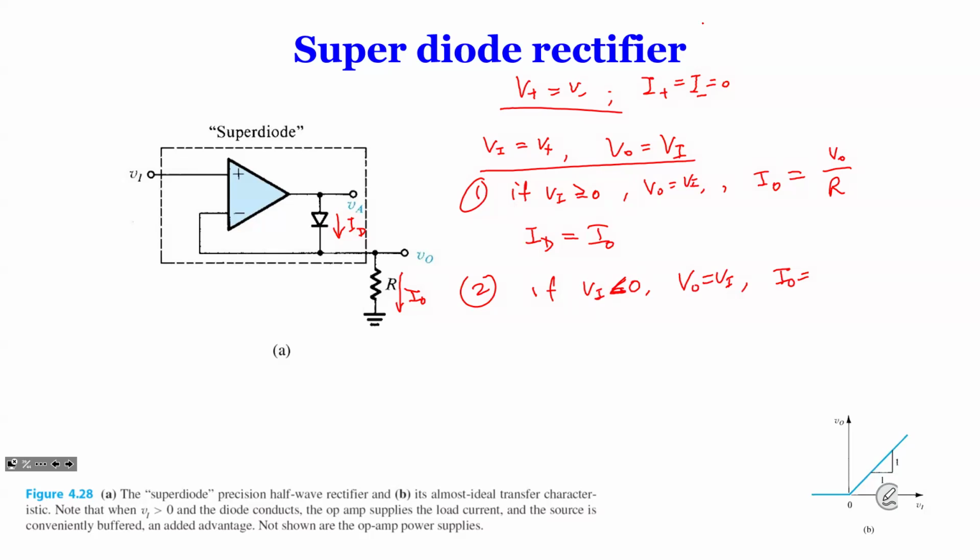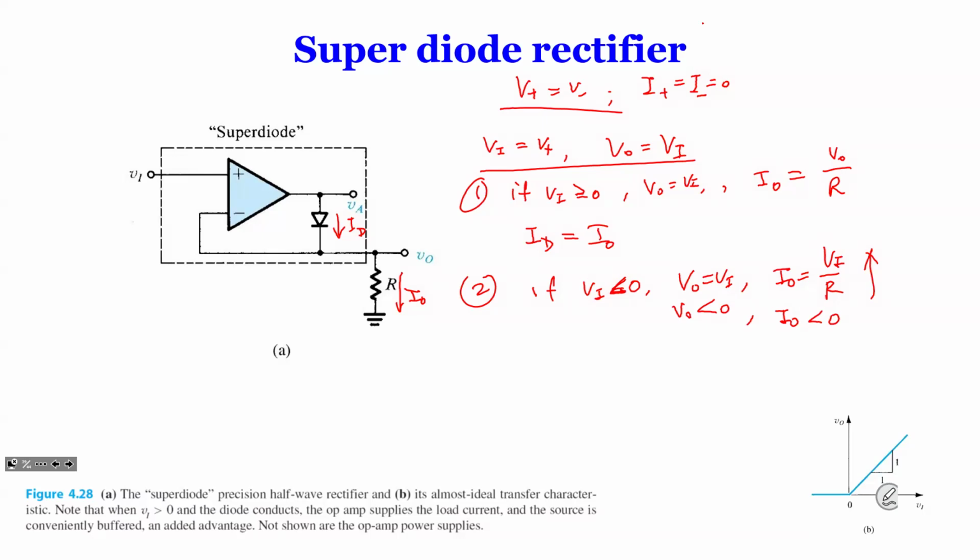So now it's still Vi over R, but it goes up because VO is negative. So VO is less than 0. Therefore, I/O is less than 0. I/O less than 0 means I/O goes up in the resistor. Now, can you tell me, is it possible?